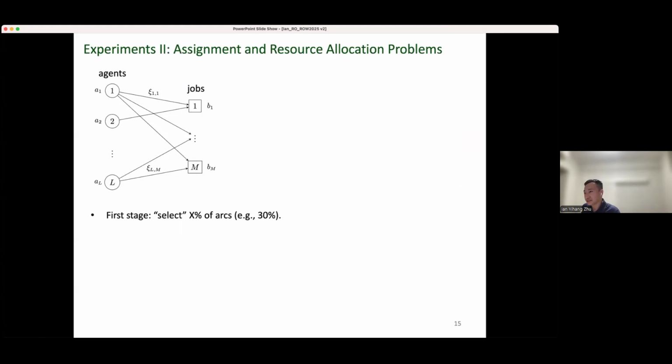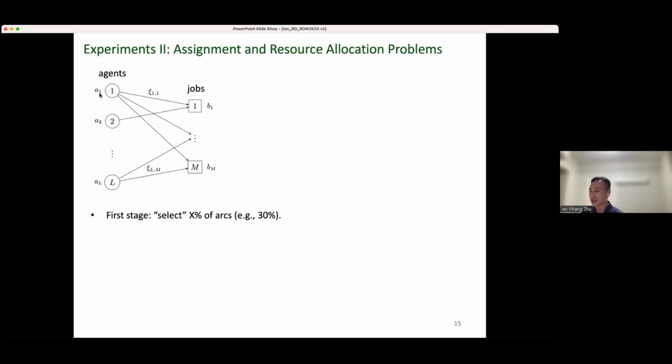Okay, so in our second set of experiments, we study a problem that is a little bit more complicated. We can think about assignment and resource allocation problems. Suppose there are some agents that you want to assign to some jobs. The words agents and jobs are used very loosely. You can think about assigning anything on the left to anything on the right.